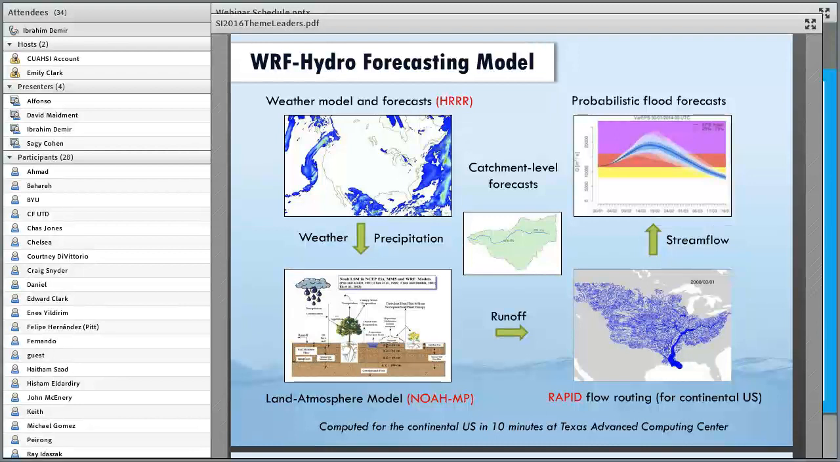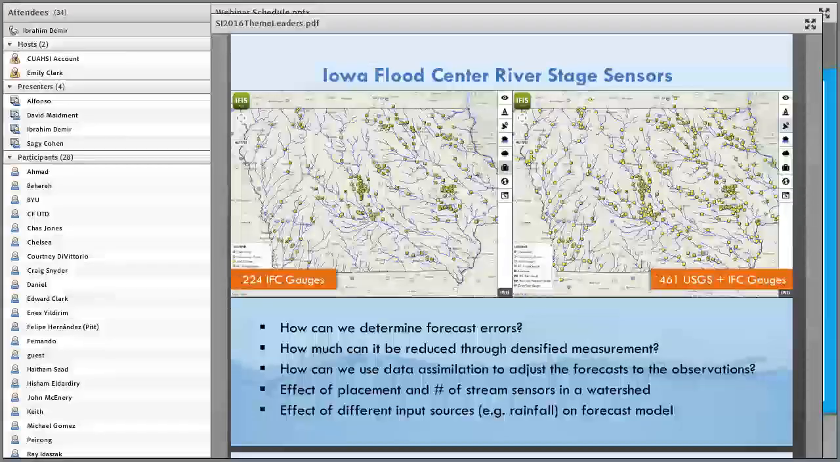And here in the next slide, you'll see the location of the Iowa Flood Center gauges, which will be over 250 by this summer, complementing another 250 from the USGS, and providing a very dense stream flow network. Some of the research questions that we can explore by this team are how we can determine the forecast errors, and how much they can be reduced through the densified measurements from the stream flow network.